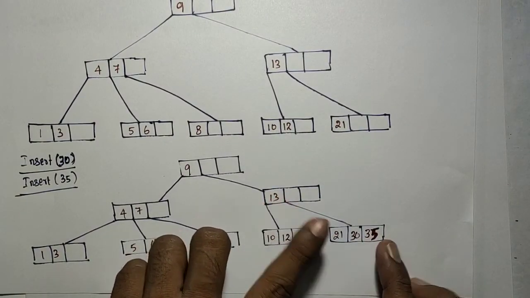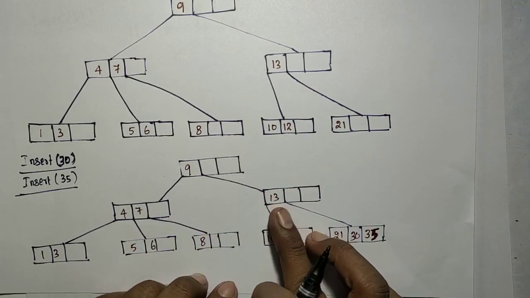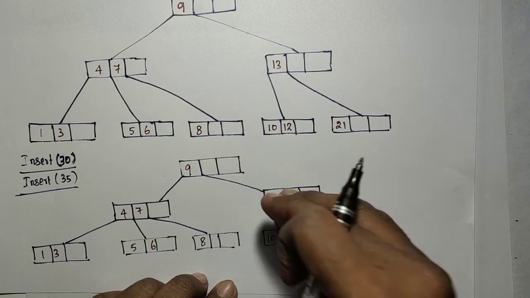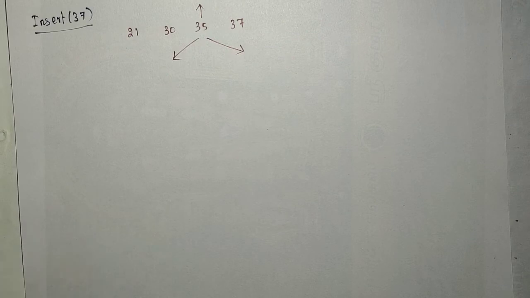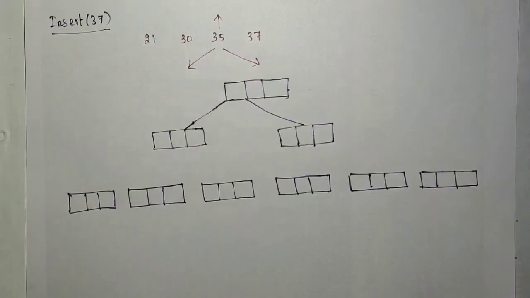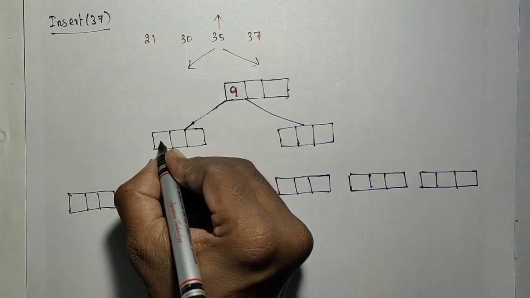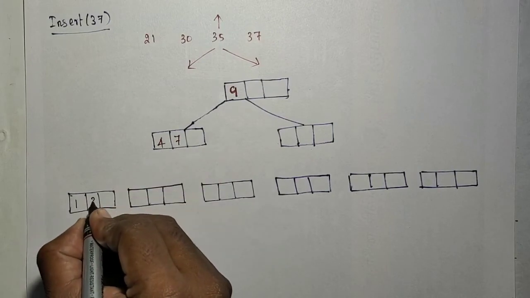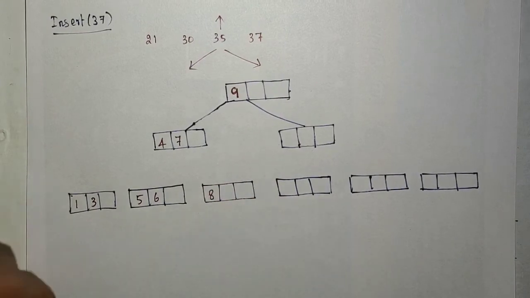35 is moved up. Moved up means I need to check for space in the parent. Here, next to the 13, the space is available for the 35, so I can insert it. Okay, so no need to split this level also. After inserting the 37, here in the root is 9, and on the left 4, 7. Left of the 4 is 1, 3, right of the 4 is 5, 6, and right of the 7 is 8. Okay, there is no change here.